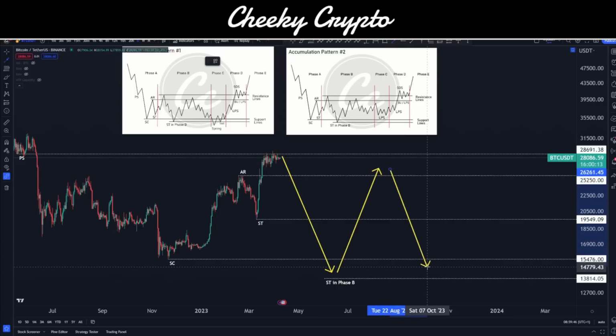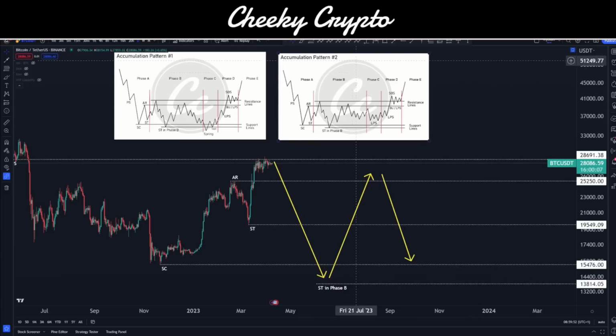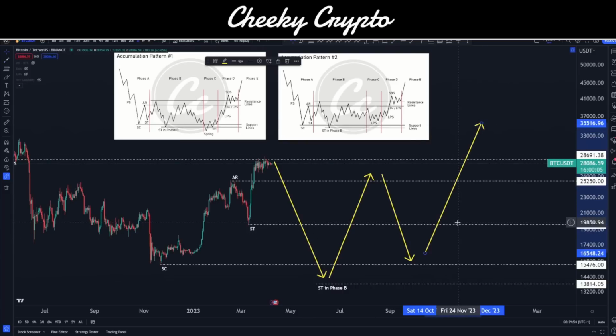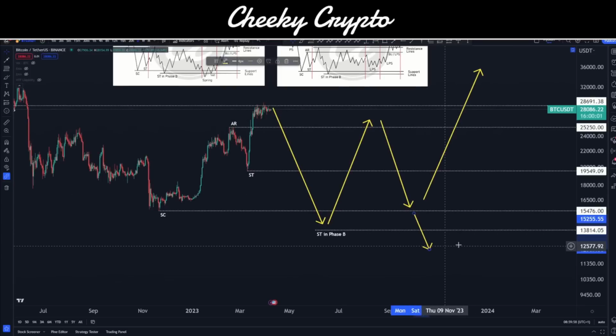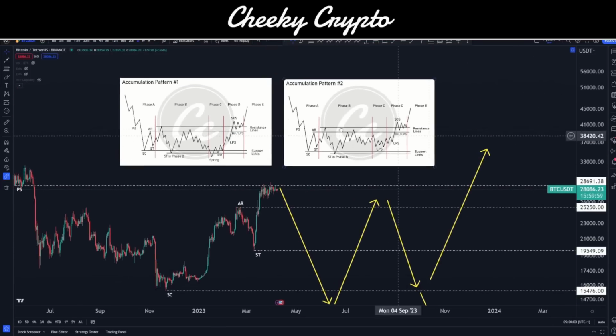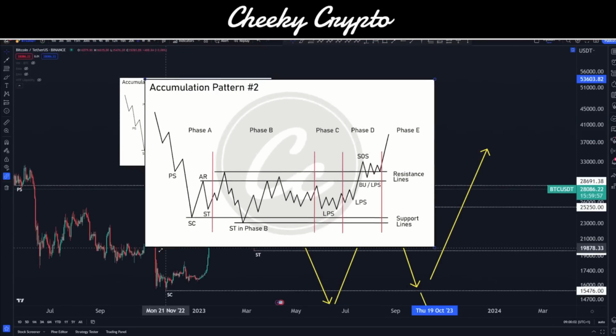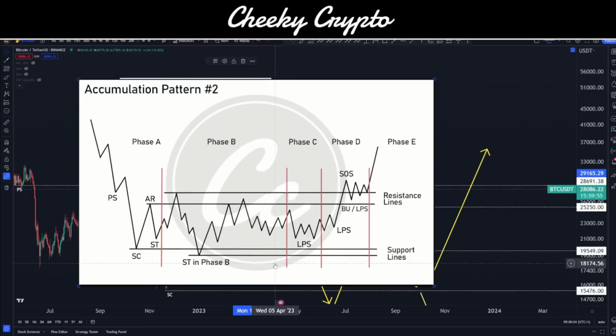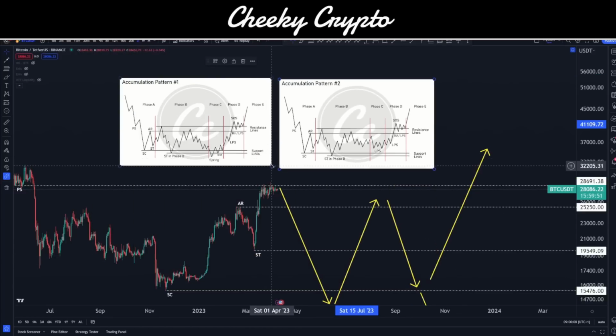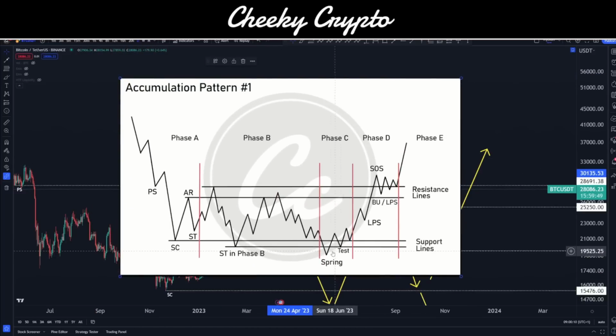And then once we get into this next stage is whether or not we end up finding support down here and then rallying up, or whether there is going to be a spring event, which will take us down a little bit lower. There's two schematics. In schematic number 2, there is no spring event, and in schematic number 1, we have the spring event. So we can see that right in there.